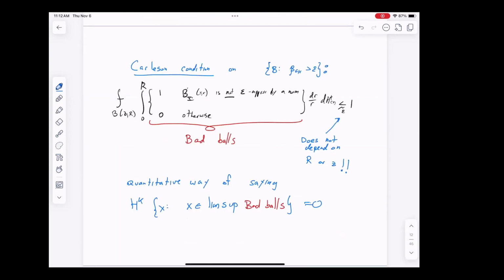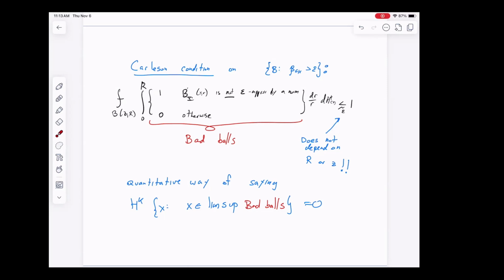Okay, Carleson condition. So what is a Carleson condition? It says the following. I look at all balls that are bad in some way. Bad for me means that I am not epsilon approximable: I don't have an approximation up to error epsilon scaled by the radius by a Banach space. In the Gromov-Hausdorff metric, this is what bad means, but it doesn't matter. It means some collection of balls were deemed bad, and a Carleson condition means that I don't have too many bad balls.